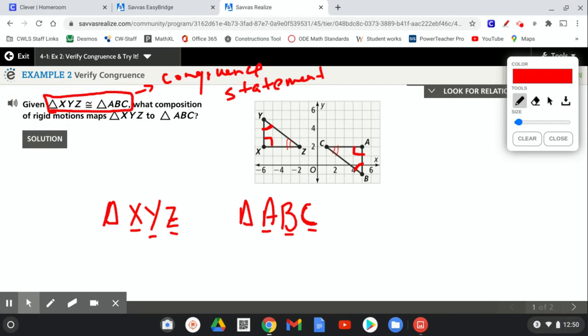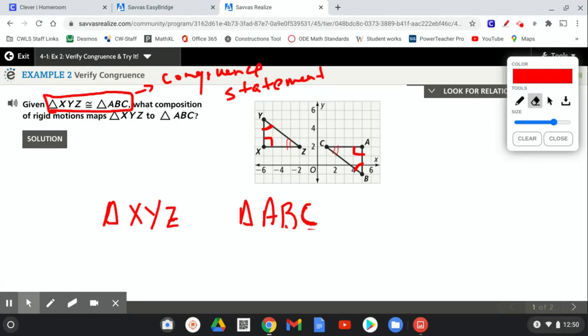So that's what we're asking you to do: based on the way the congruence statement is written, match up the matching congruent parts. So we have all the angles that are matching. The next thing we have to do is move on to the sides, okay? The sides are a little bit trickier, but really not that bad.